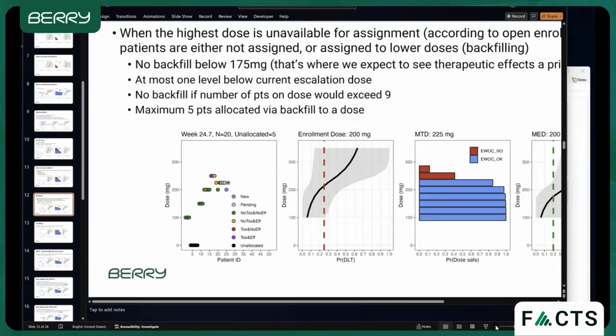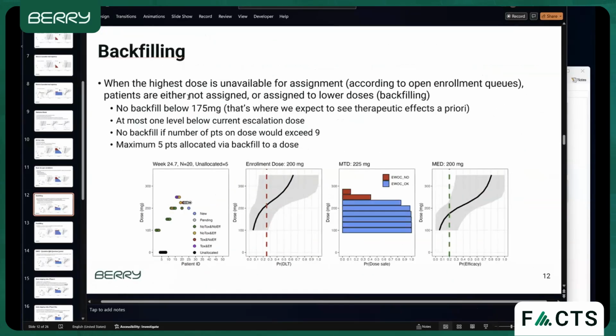So let's go back here. What were the backfill rules that we specified here? We did not want backfill to happen below 175 milligrams. And if you remember, that's where we expected to see the therapeutic effect to start. So don't backfill at doses where we think they don't have clinical activity, because that might be unethical.